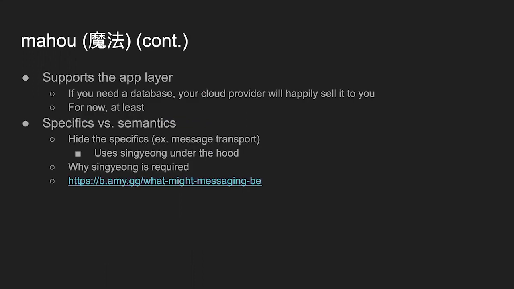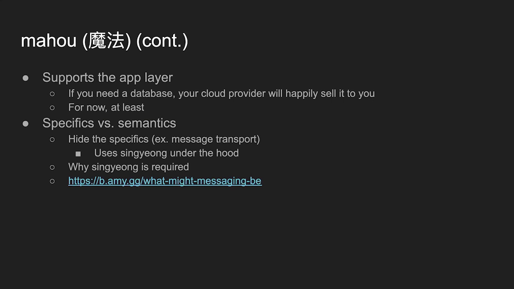And so if you go back to that app versus infrastructure layer we had talked about, Mahou focuses on supporting the app layer. If you need a database, I'm sure your cloud provider is happy to sell it to you. For now, I might try and go back and target that more infrastructure-y layer, but for now, that was much too complicated to even try to support. And so this gets into this idea of specifics versus semantics again.